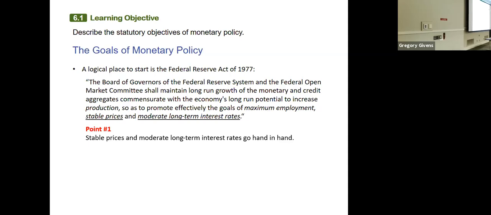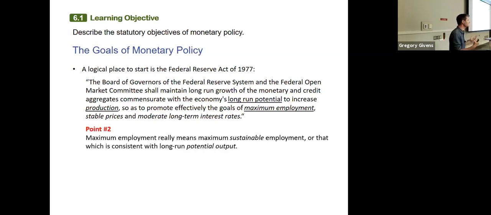So if inflation is low and stable, what is that going to imply about nominal interest rates? They're also going to be fairly low or moderate and stable in the long run. So that Fisher relationship between real and nominal interest rates tells us that moderate long-term interest rates and stable prices more or less go hand in hand. If you achieve one, you probably achieve the other. There's no real tension between those two goals.